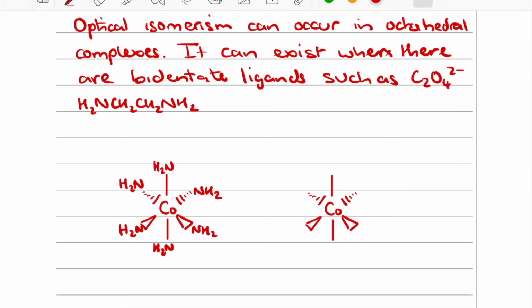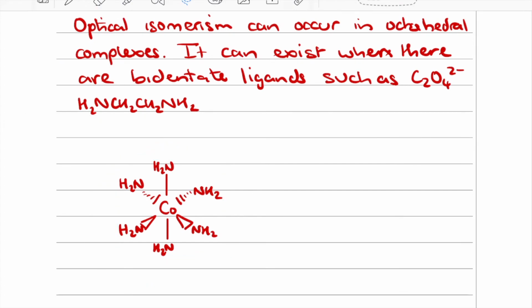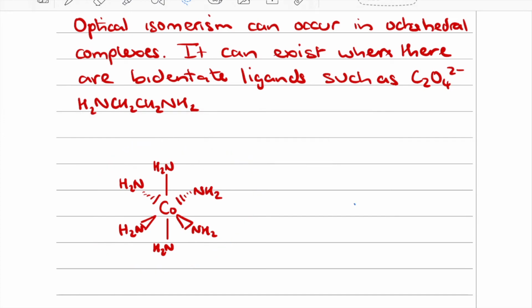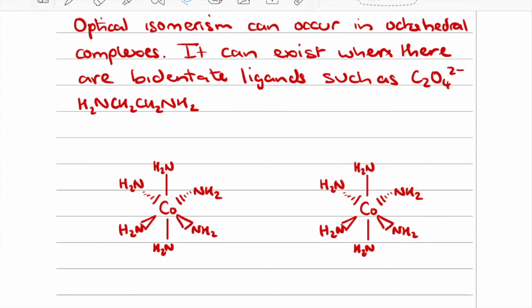Do you know what, actually, I'm going to rub this out. This is just about me saving a little bit of time in my explanation, and I'm going to copy what I've got there and put it on the right-hand side. All right, so now one of the things is these are bidentate ligands, which means that two of those H2Ns are part of one single molecule. So I think you can get away with doing skeletal formulae here.